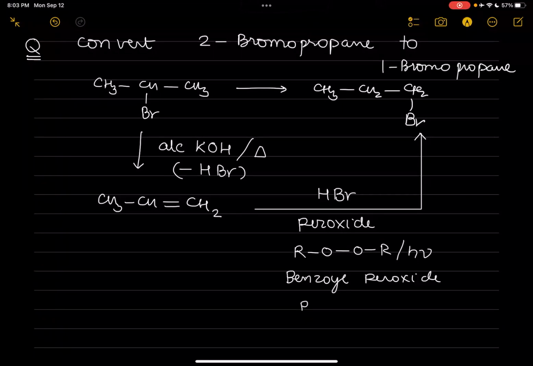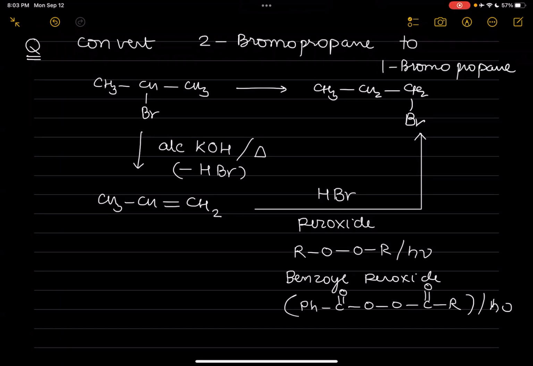So benzoyl peroxide is a benzene ring with COOO. This is the peroxide linkage, and this is used to start the reaction, with heat or light. Peroxide breaks very easily. It takes away the H, so Br gets added first.